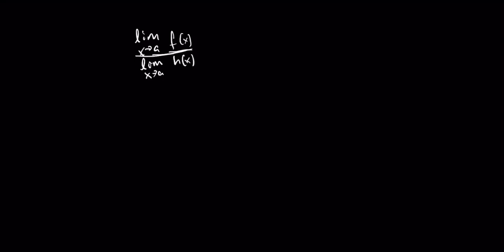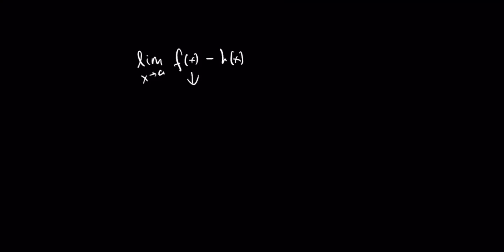Now this is also the same throughout all of them, so I can add and subtract the same way. So if I were given limit as x approaches a of f of x minus h of x, I can split this limit into two. So I can say limit as x approaches a of f of x minus limit as x approaches a of h of x. So both ways work out, and it's also the same if I were to add them. So that would also work out correctly.